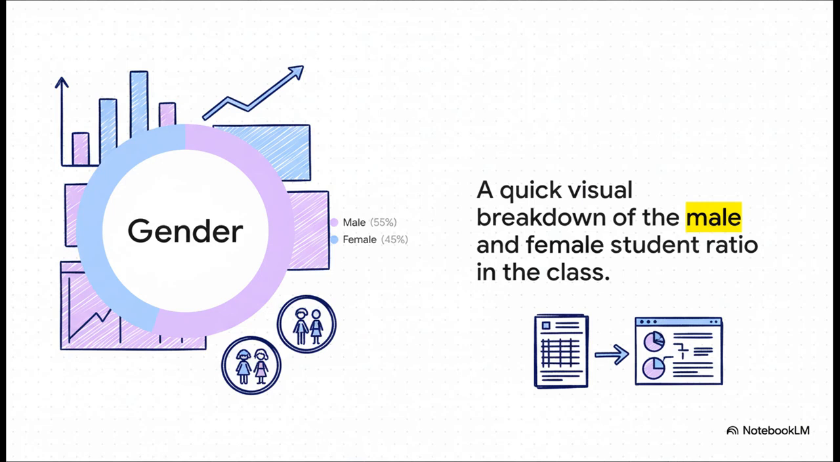Watch how easy this is. We pick the visual, we drag our gender data over to the legend field, and then we drag our new student count measures to the values field. And boom, just like that, Power BI does the work and gives us a perfect visual showing the percentage of male and female students. No calculator required.